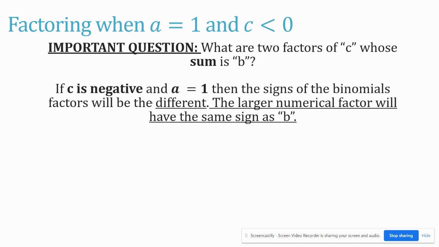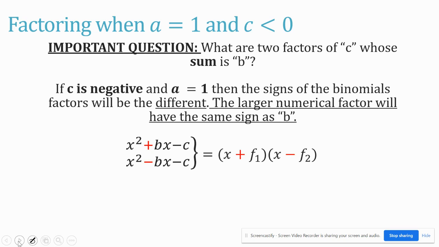If c is negative and a equals 1, then the signs of the binomial factors will be different. Yesterday they were both the same, today they will be different. The larger numerical factor will have the same sign as b. Whatever larger number we're talking about is going to be the same sign as our b term. Here we have x squared plus bx minus c, and x squared minus bx minus c. We can see c is negative in both, and it doesn't matter what the sign of b is.